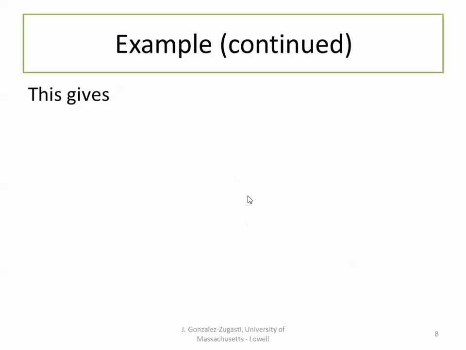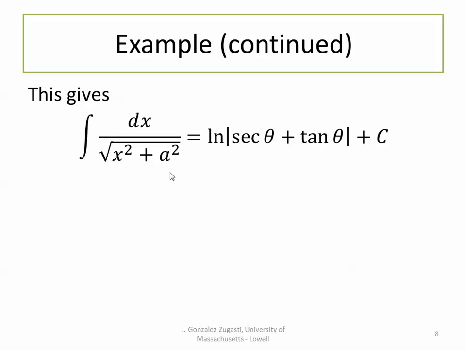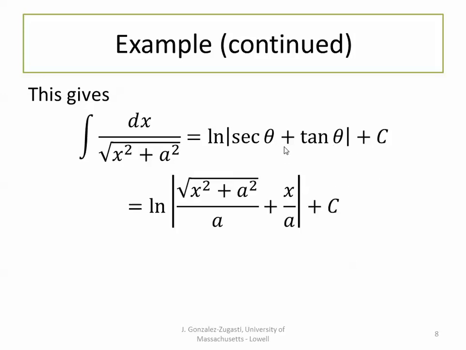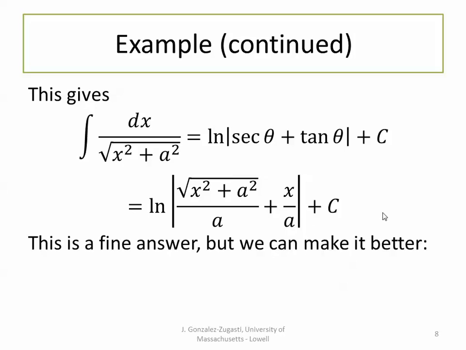So, plugging that in, we get that this integral, which we said was equal to the natural log of secant theta plus tangent theta plus c, now becomes the natural log of secant theta, which we said was the square root of x squared plus a squared all over a, and we said tangent theta was x over a, plus c. So this is great. We found our solution. It's in terms of x, but we can make it look a little bit better.